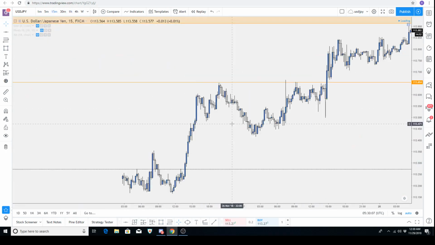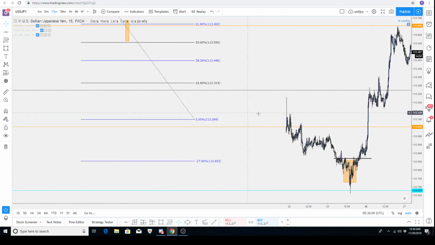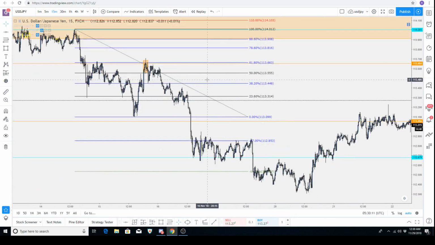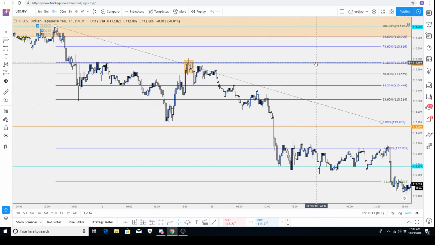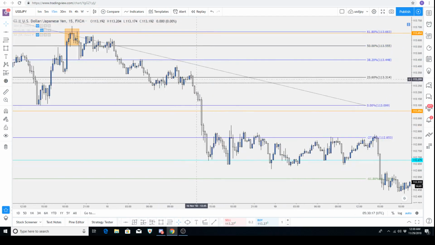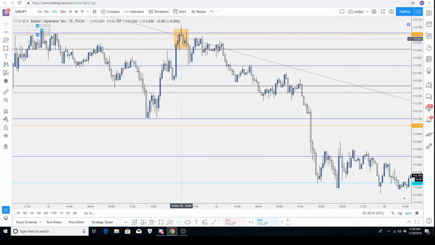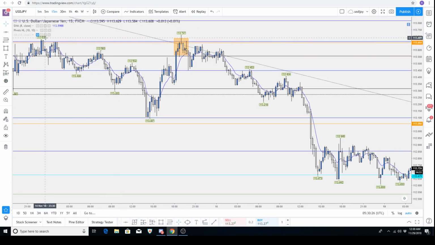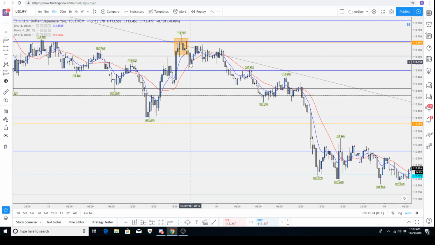Now I'm going to go to the 15-minute and see what information I can get from this time frame. On the 15-minute time frame, we came up to about that 61.80 area, formed resistance here, and completely rejected it. I definitely wouldn't have gone in based off of this. Let's look at the moving averages. I wouldn't have gone in based off of this just because the moving averages aren't crossed on the lower time frames. I at least wait for them to cross on the lower time frames.